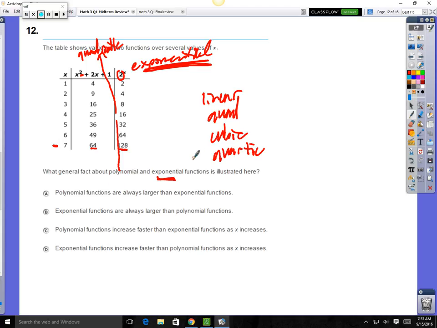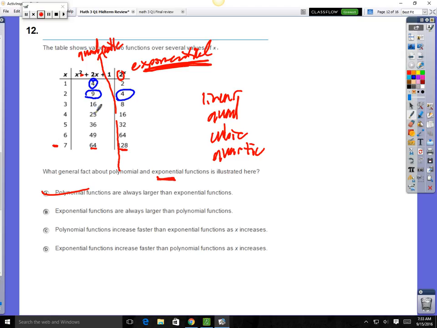So what's the difference about polynomial versus exponential? Polynomial are always larger than exponential. That's false. Exponential are always larger. Okay, that's kind of a trick question. That one's false too. Because look right here. Right there, the polynomial function, the quadratic, 9 is bigger than 4. So exponential functions are not always larger, because this one's bigger too.